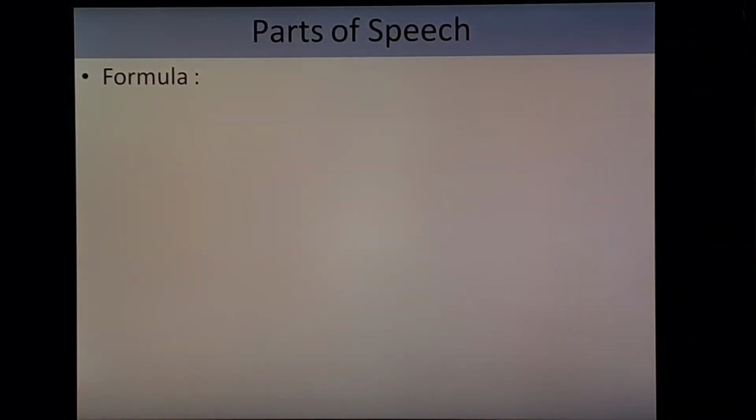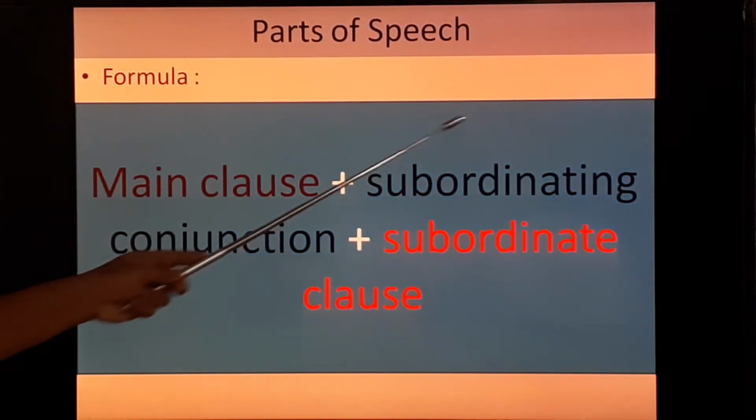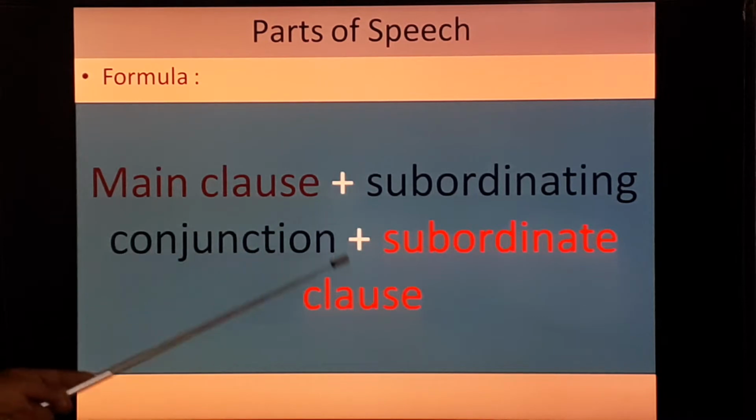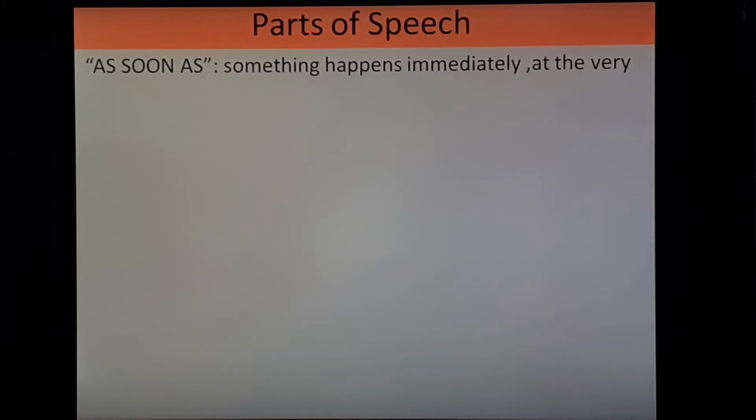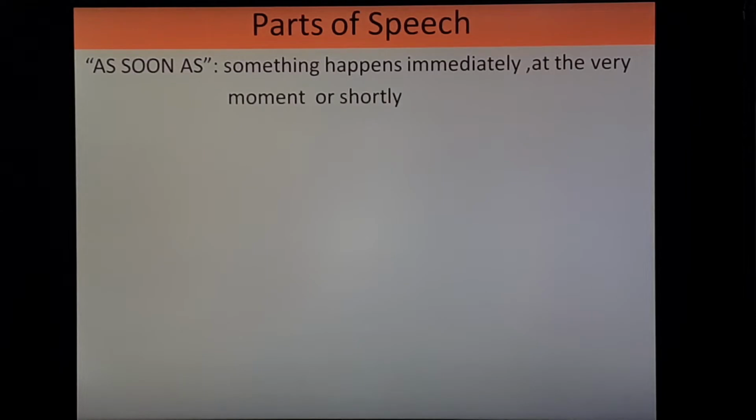Let's see the formula. Main clause, then subordinating conjunction, and then subordinate clause. Let's see first, as soon as. So the meaning of as soon as is something happens immediately or at the very moment or shortly.